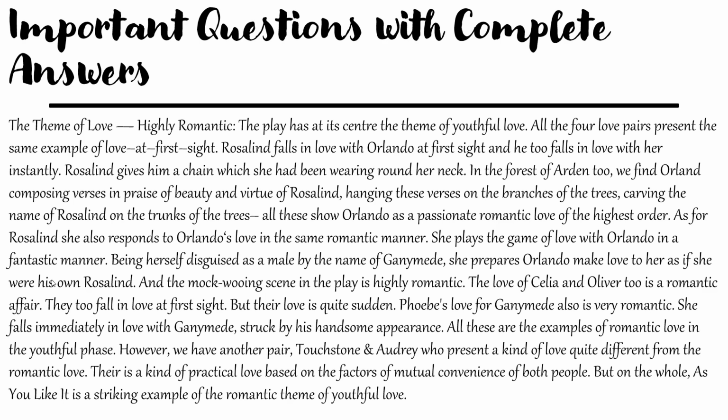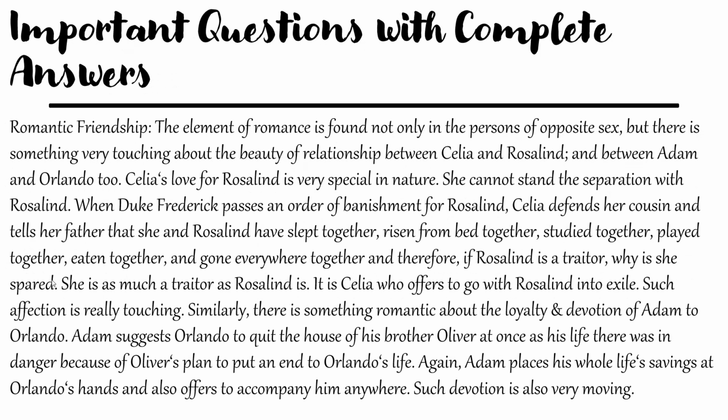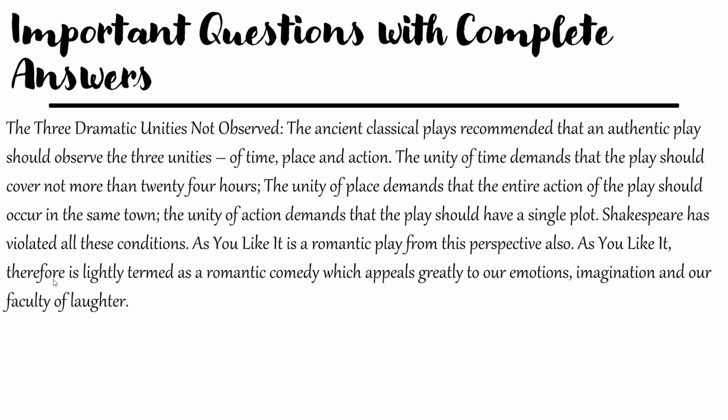Then the theme of love, which is highly romantic. Now, if you need to divide it, you can divide it as per your need and wish. Then the romantic setting, which is the Forest of Arden, where we see all the love stories happening. Then the romantic friendship: the element of romance is found not only in persons of the opposite sex, but also in the beautiful relationship between Celia and Rosalind, and between Adam and Orlando, which is observed in the play As You Like It, written by William Shakespeare. So you can narrate that here. Then the three dramatic unities are not observed.